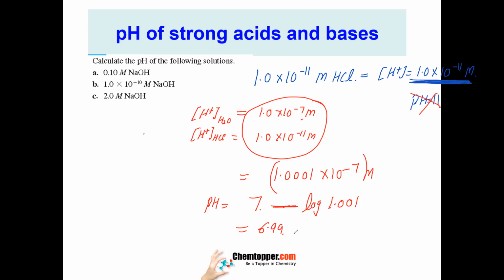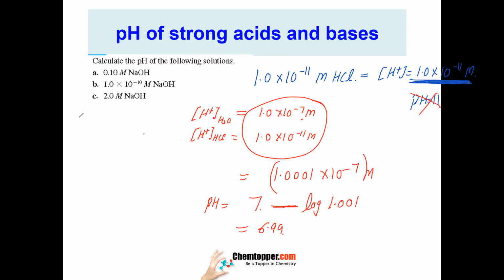So, this question is also important. This question I have seen in multiple choice questions. So, if you have a very dilute acid giving you H plus ion concentration lesser than that of water, then just take water as the major controller of the pH, and pH of water is 7. If it is acid, pH will be slightly lesser than 7.